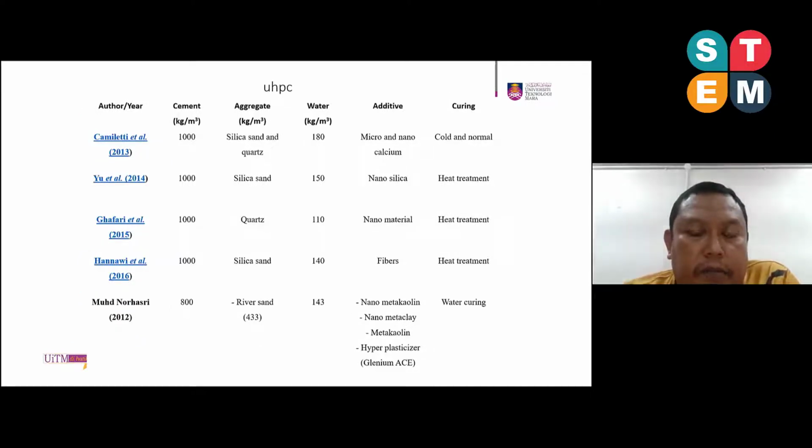The difference between the previous research and mine is that my cement content is the lowest among the other researchers, and the additive for this particular UHPC design is nanomaterials from clay base, with a water cure, compared to other researchers who are using either heat treatment or autoclave, right?